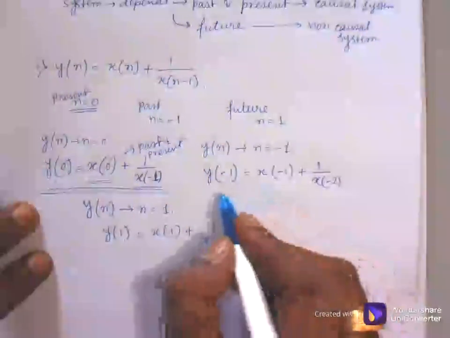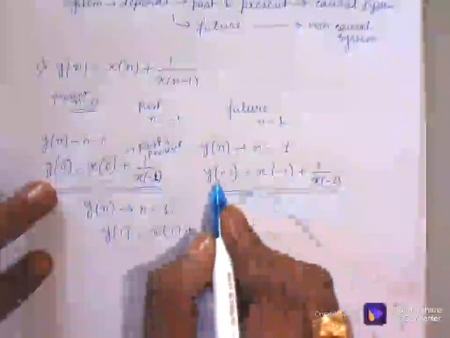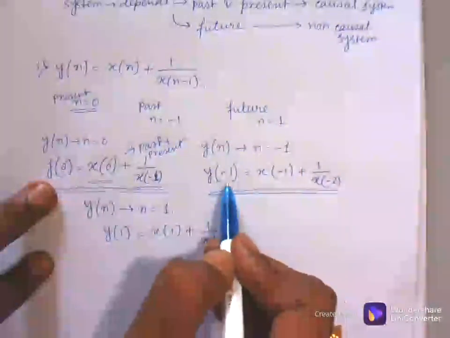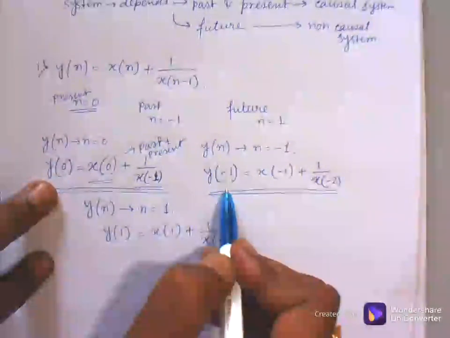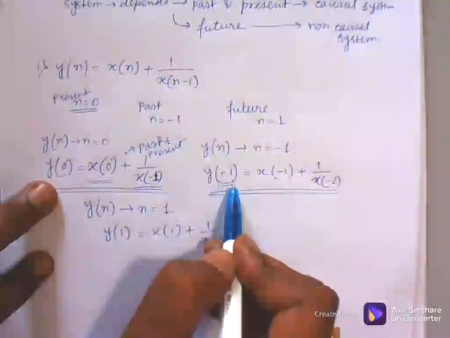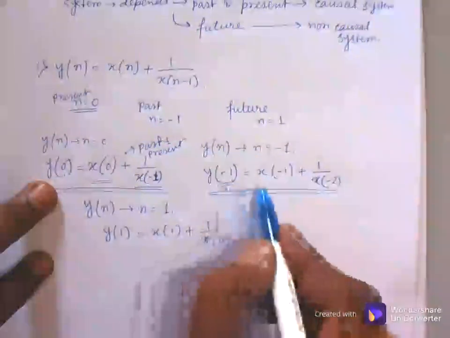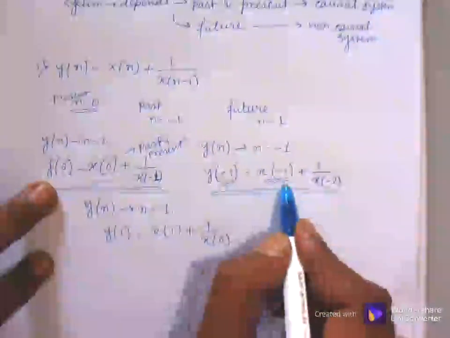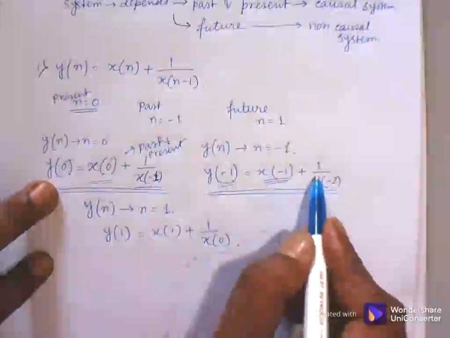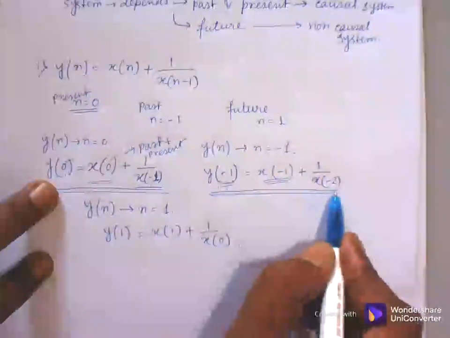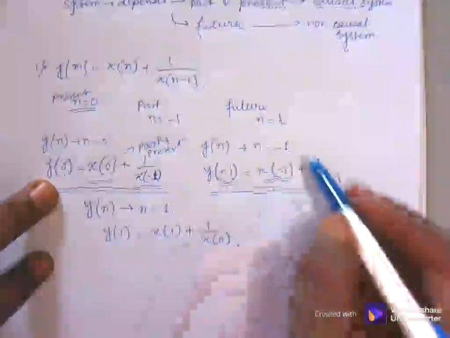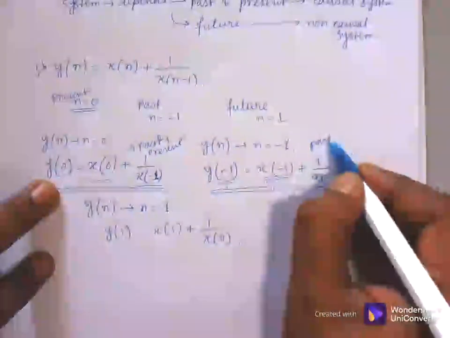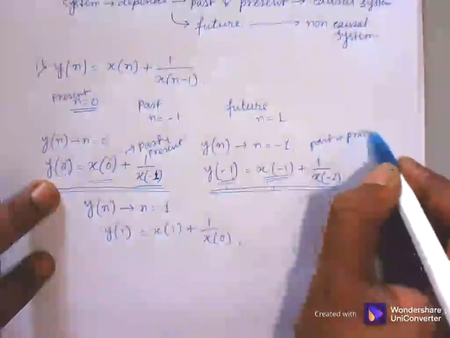Now check in this equation, y of minus 1. Now what is the present value of this? That is minus 1. At this moment n equal to minus 1. So this minus 1 is the present value. So it is dependent on present value of x, x of minus 1, and past value x of minus 2. That is the past value with respect to minus 1. So this is also dependent on past as well as present value.